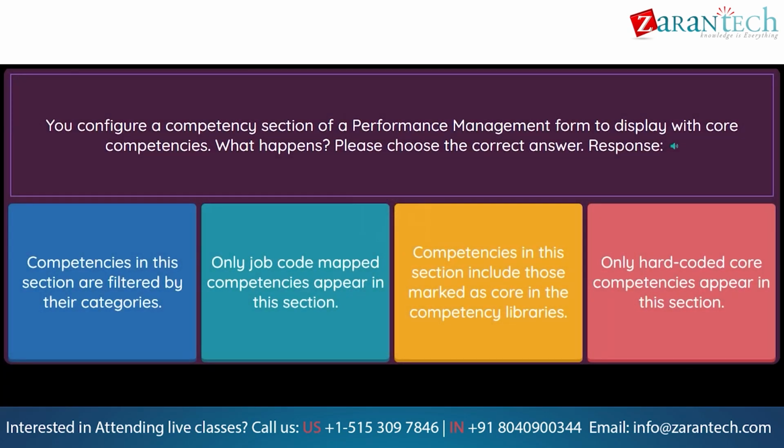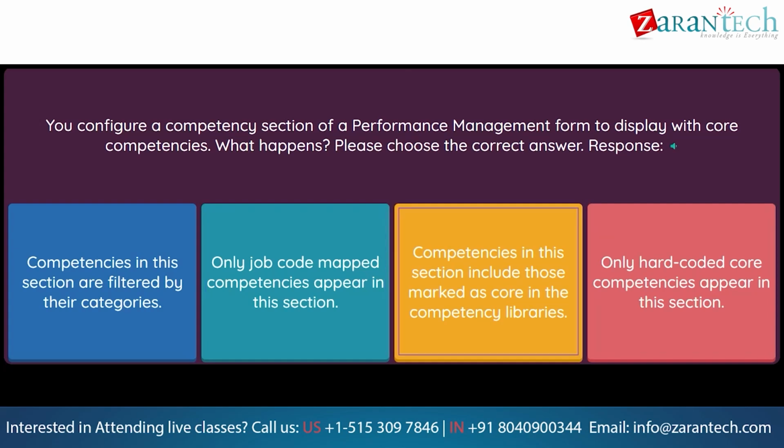Question: You configure a competency section of a performance management form to display with core competencies. What happens? Please choose the correct answer. Response: Option 1, competencies in this section are filtered by their categories. Option 2, only job code mapped competencies appear in this section. Option 3, competencies in this section include those marked as core in the competency libraries. Option 4, only hard-coded core competencies appear in this section.